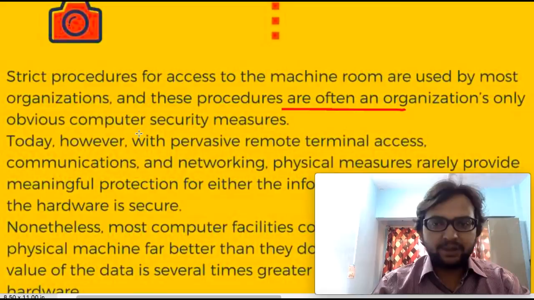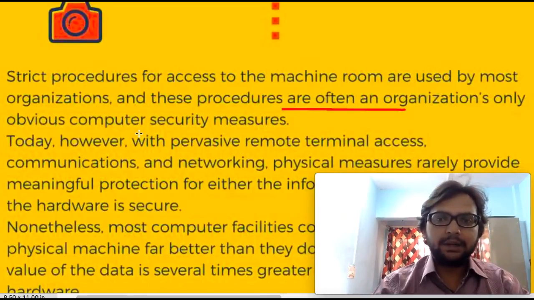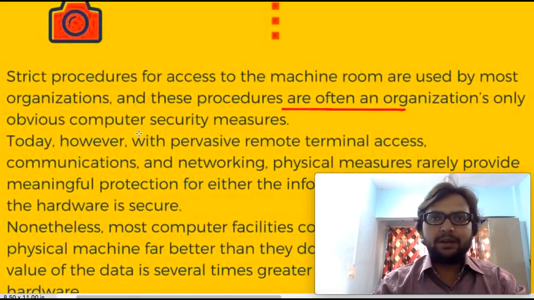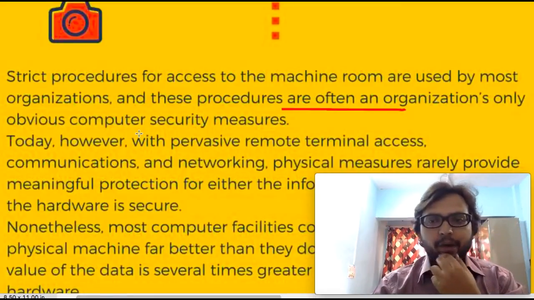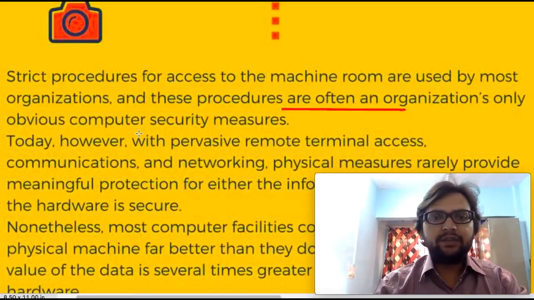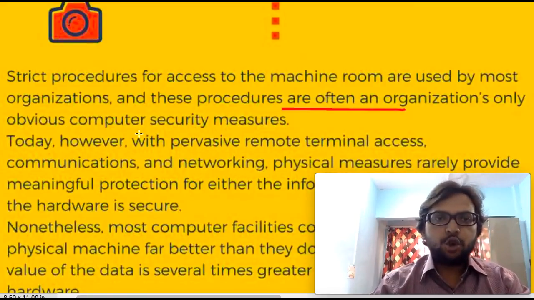But in today's era, when we talk about the Internet of Things, where everything is connected, all the devices, all computers, our laptop, tablet, mobile phone, and many different devices which we have at our home or office, they all are basically connected with the internet, directly or indirectly. So in that era, where everything is linked over the internet with each other, just providing physical security is not going to solve our problem.